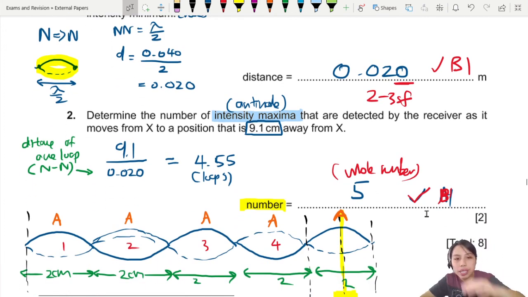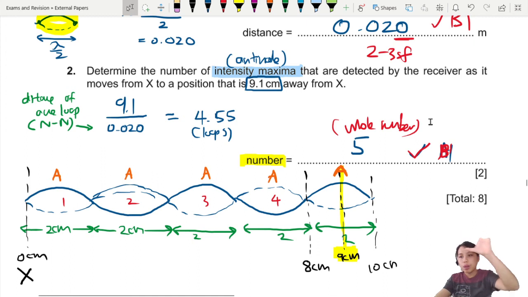Alright, so that's all for this wave question. Make sure you know how to think of stationary wave, especially patterns like this. You need to know the math and especially the drawing of pattern and what are antinodes, what are nodes.